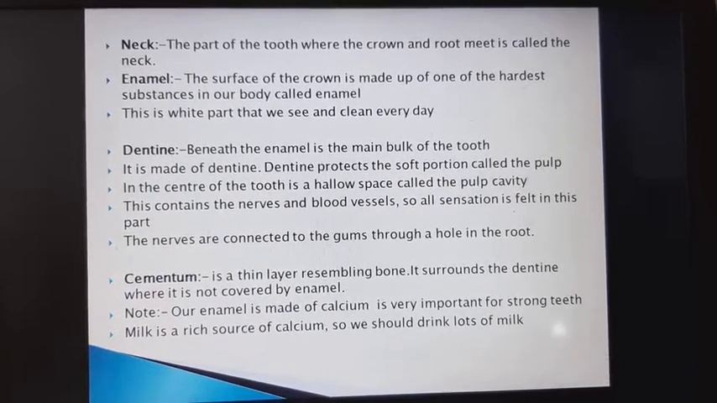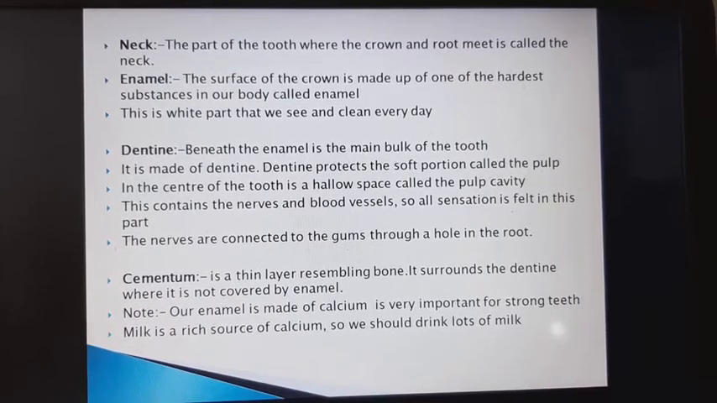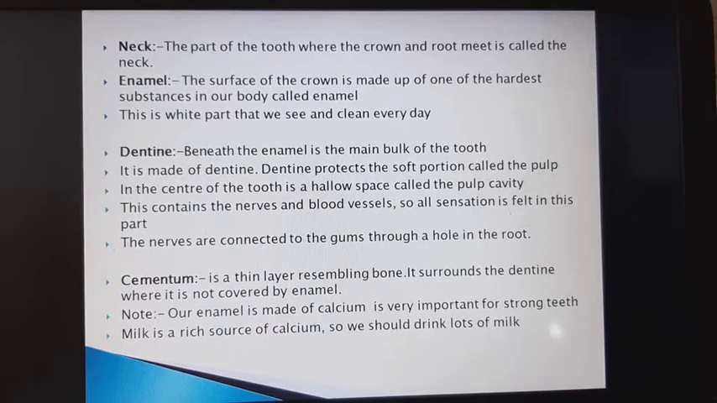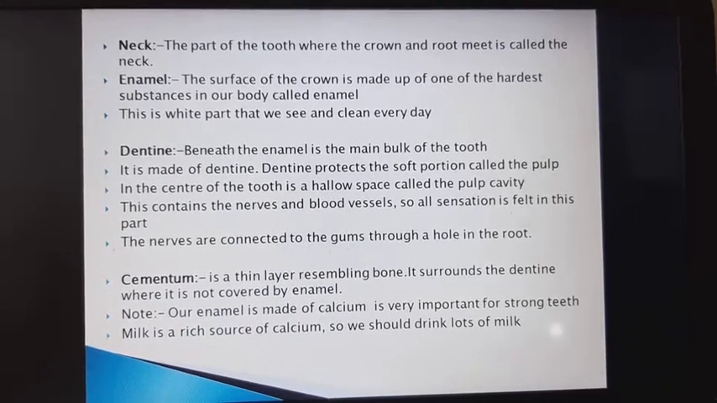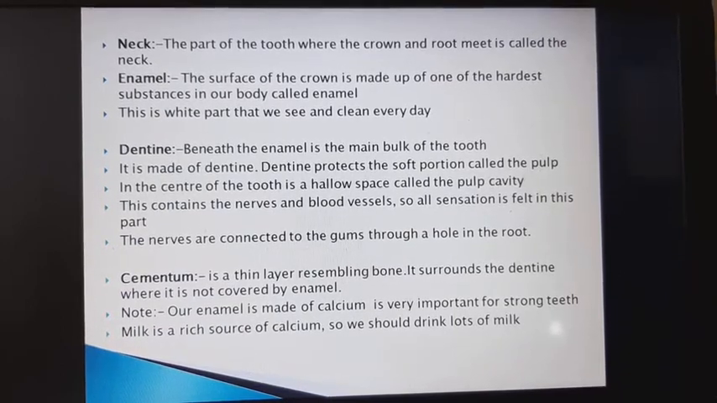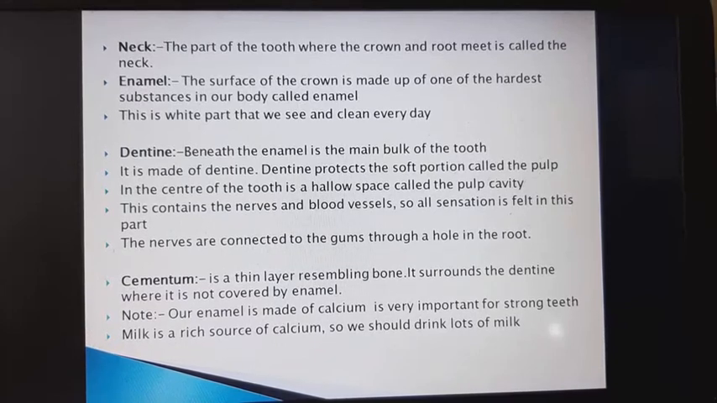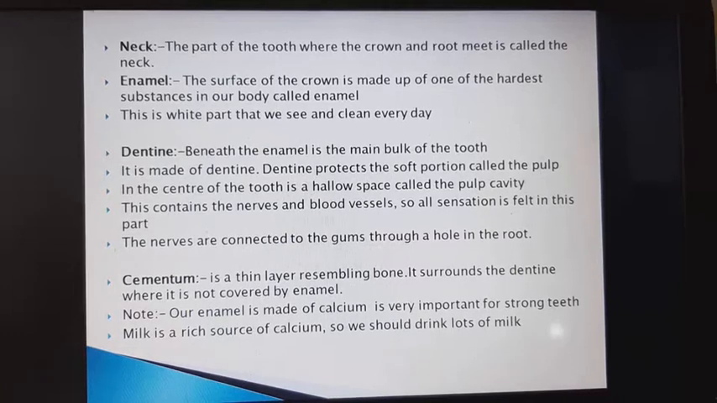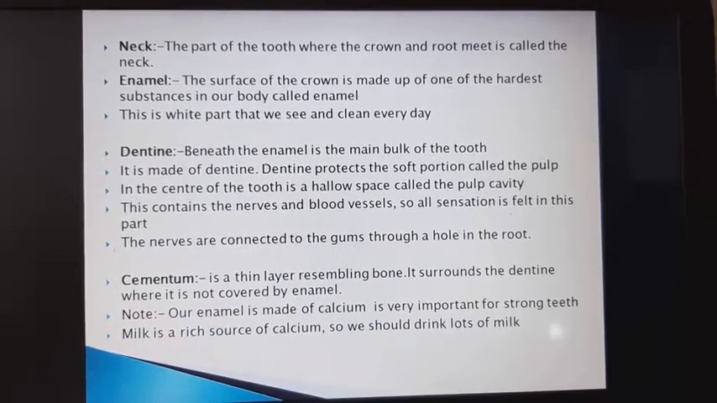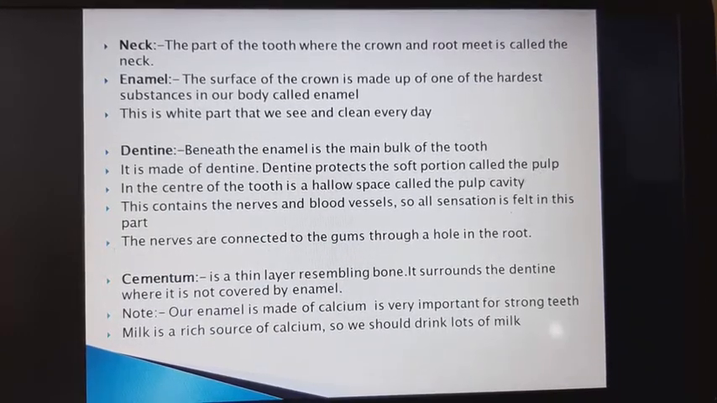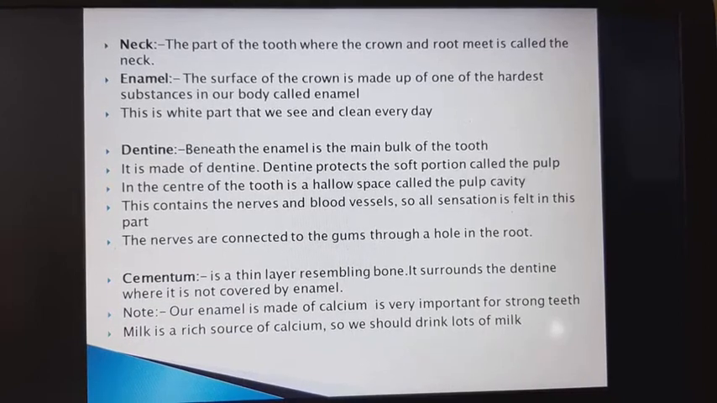Next is dentine. Beneath the enamel is the main bulk of the tooth. It is made of dentine. Dentine protects the soft portion called the pulp. In the center of the tooth is a hollow space called the pulp cavity. This contains the nerves and blood vessels. So, all the sensation is felt in this part. The nerves are connected to the gums through a hole in the root.